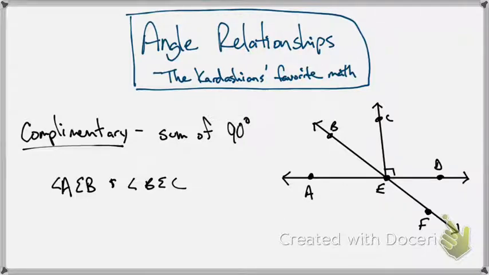Because AEB and DEF are vertical and congruent, that means angle DEF and angle BEC are also complementary. Let me explain that. I think most of us can see that AEB and BEC make 90 degrees right here. But these two angles are vertical, which means they're the same, which means this angle and this angle also have to make 90 degrees. If these two are the same, and these two make 90, these two also make 90. But they're not adjacent. That's cool. So any two angles with a sum of 90 are complementary.